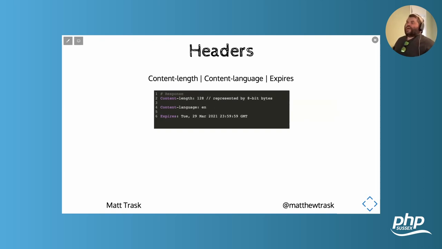Content length tells you exactly how big your body is. It is represented in 8-bit bytes. And so if your client can only handle content up to a certain amount, you can start planning around how big bodies may be coming back.